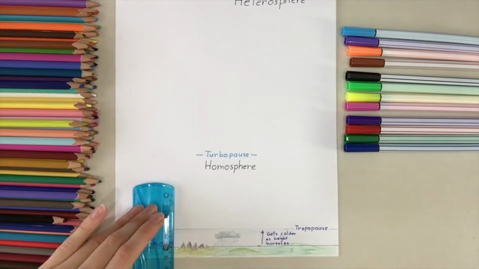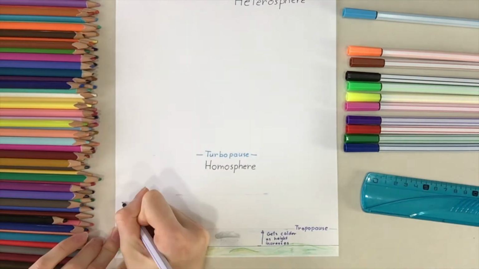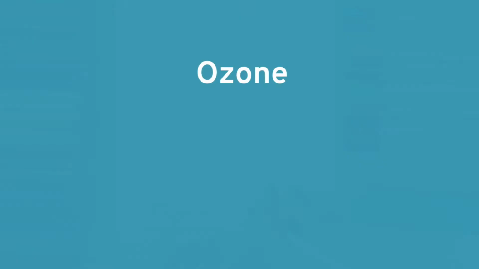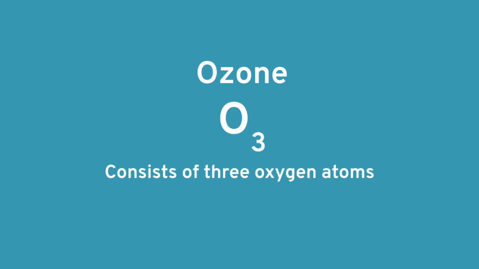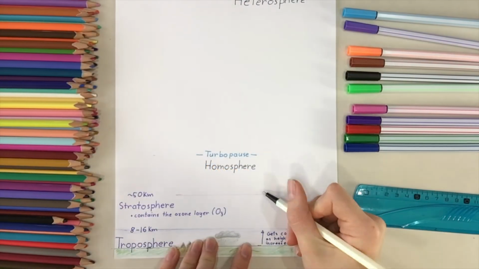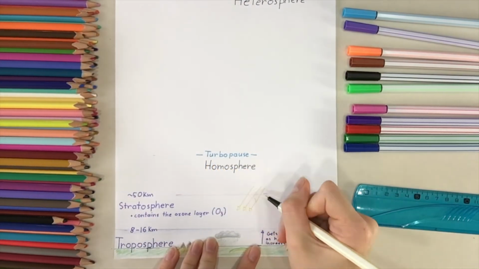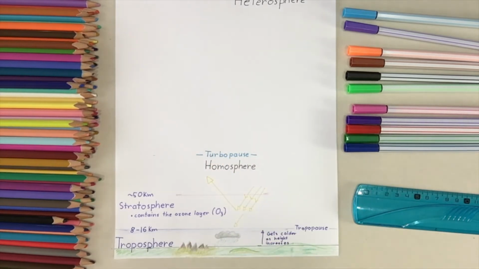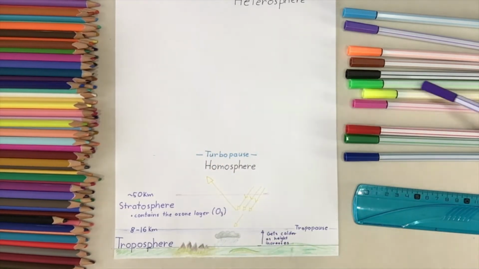The next layer is the stratosphere, and it reaches a height of approximately 50 kilometers. The stratosphere contains the ozone layer. Ozone, which can be written like this, consists of 3 oxygen atoms bonded together. Very simply, the ozone layer sends harmful radiation from the sun back into space, but lets some forms of radiation through. The ozone layer is what makes the stratosphere hot.